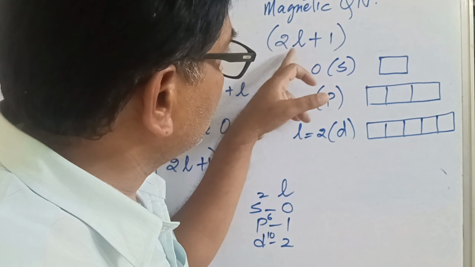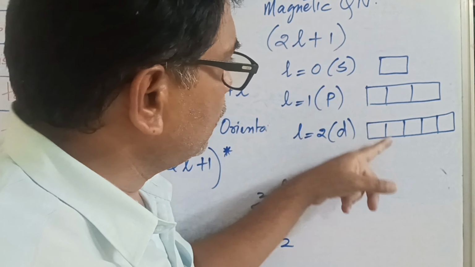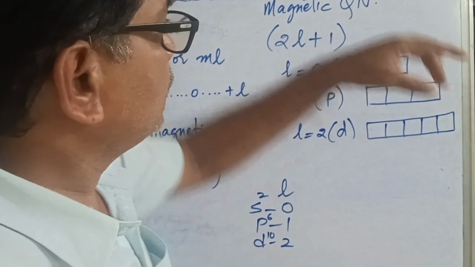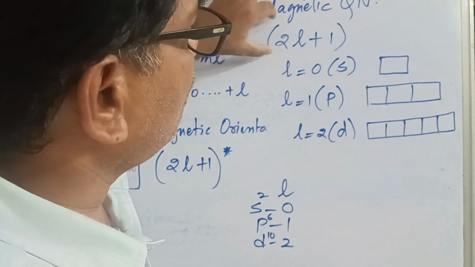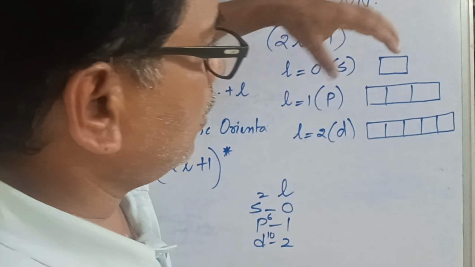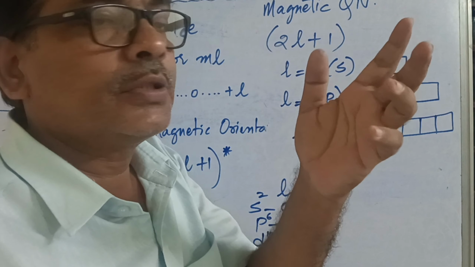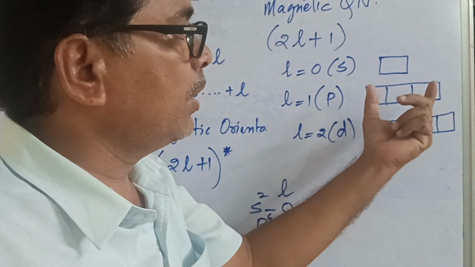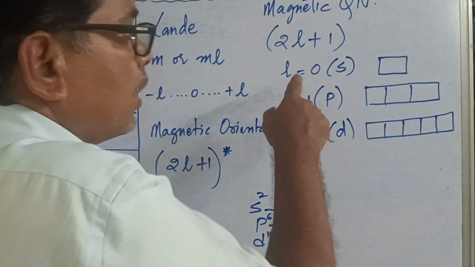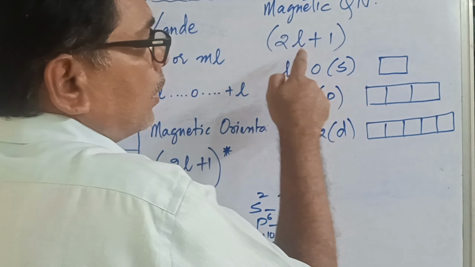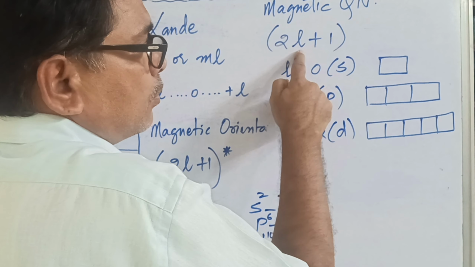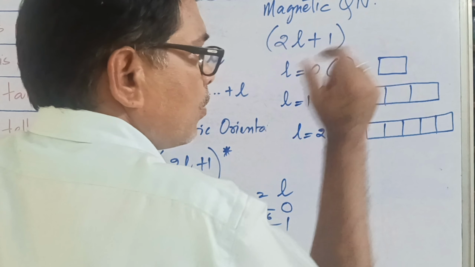See, place this 2 here. 2 2s are 4 plus 1 is 5. So he is telling you that you require 5 boxes. That is what the formula is. This will tell you how many degenerate orbitals. Degenerate orbital, easy to understand, is boxes. Boxes are called degenerate orbitals. So L is equal to 0. If you place 0 here, 2 zeros are 0, plus 1 is 1. So it requires 1 box.